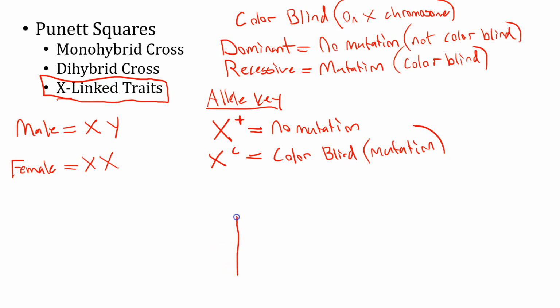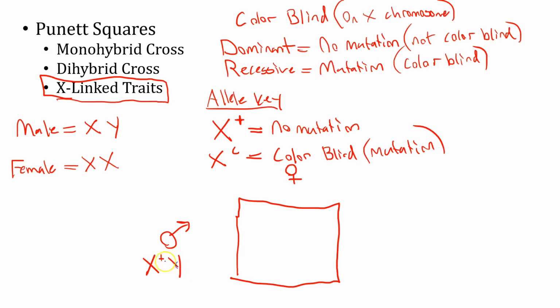All right, so let's imagine a Punnett square now, where there was a woman and a man who loved each other very much and decided they wanted to make some babies, okay? Let's say that the man did not have color blindness, so he is X plus Y. X plus means no mutation, and XC means colorblind. So he has the X chromosome without the mutation, and then he has the Y. Well, the Y doesn't really matter in this scenario. It's just there to keep in mind.